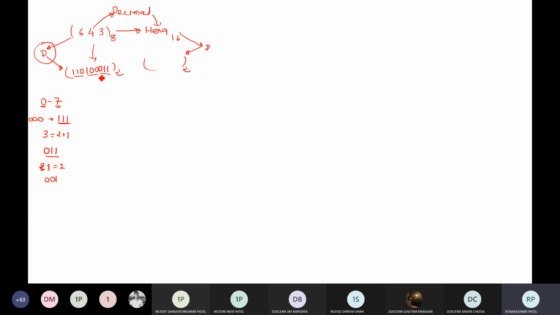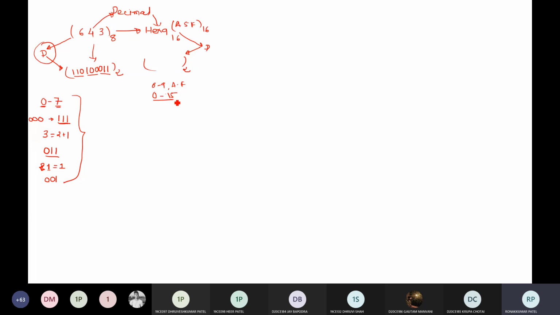Same way, suppose you have some hexa number. Consider A5F base 16. If you have this hexa number, follow this process for the hexa number. It's 0 to F, meaning 15, right? We represent 0 to 9 and A to F, but the value of A to F means 10 to 15. So that's why I've written 0 to 15.